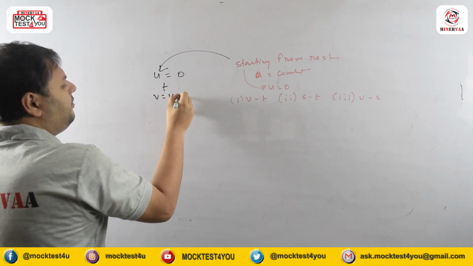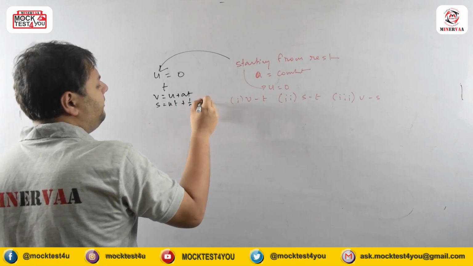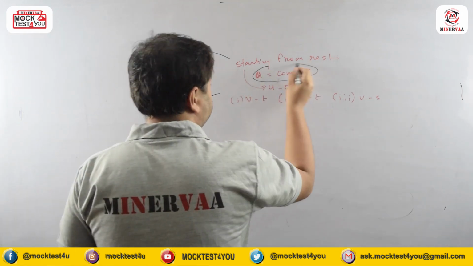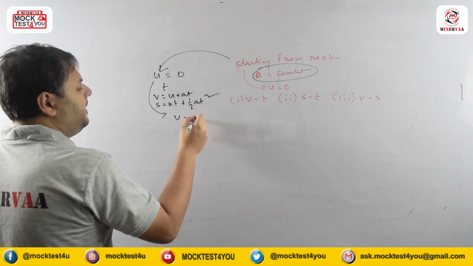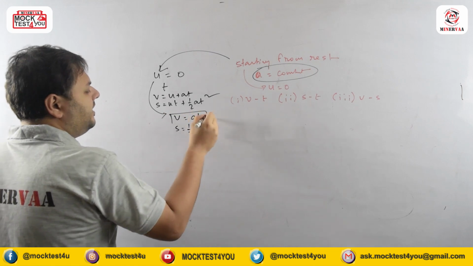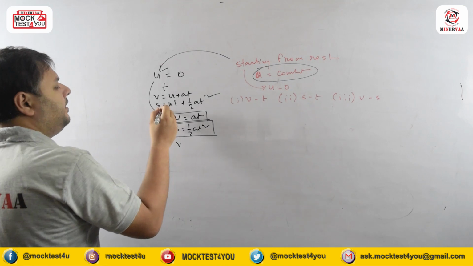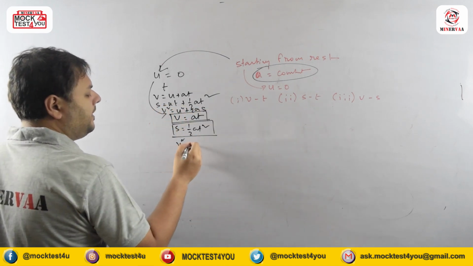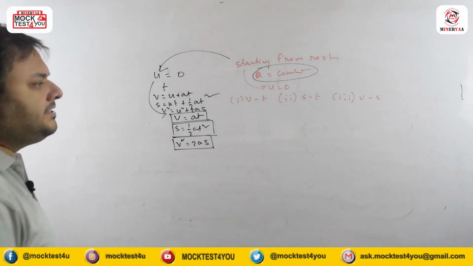So we know v equals u plus at and s equals ut plus half at square, because it is moving with constant acceleration, not retardation. So if we put this condition, v will be at and s will be half at square. This is the relation for the VT graph, this is for the ST graph, and if we write v square equals u square plus 2as, it will become v square equals 2as. So this is for the VS graph.